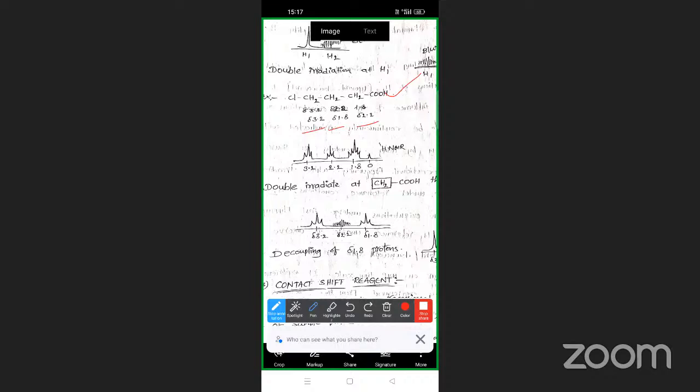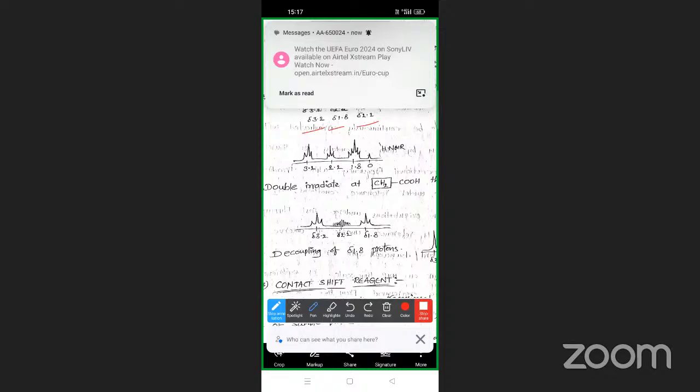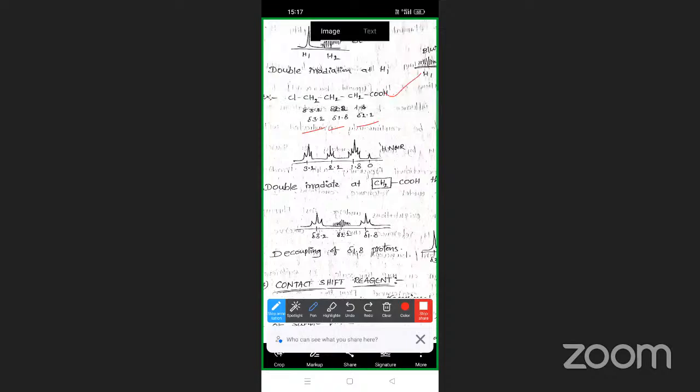Three signals with their multiplicity. So this proton is giving you a triplet here, and this is obtained as a multiplet. And this proton is obtained as a triplet again. So triplet, multiplet, triplet, and this acid group is also giving one singlet in general in the range of 10 to 12, the acid proton.